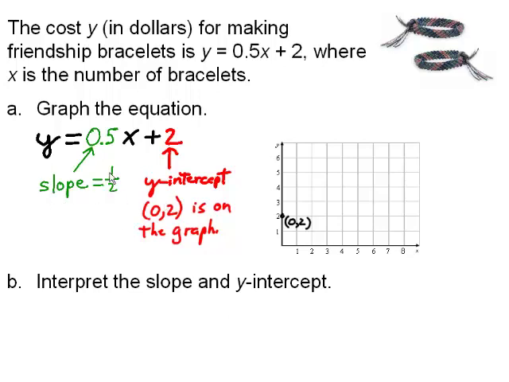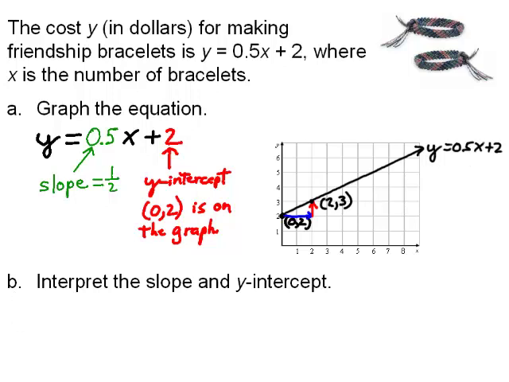Slope is rise over run, so let's use a blue arrow to represent a run of 2, and a red arrow to represent a rise of 1. This gives us the location of a second point on the graph, the point (2, 3). Now we draw the line through the 2 points, and we have the graph of the line y equals 5/10 x plus 2.